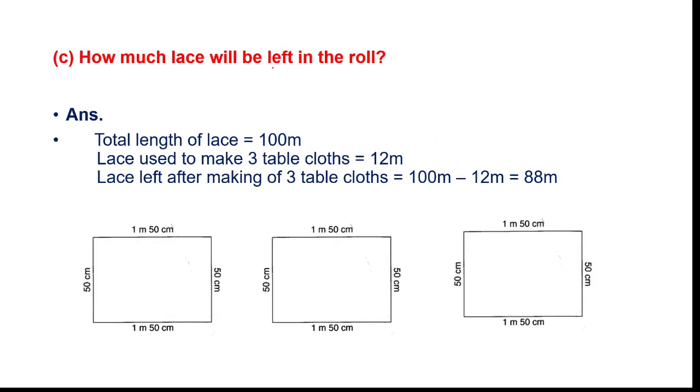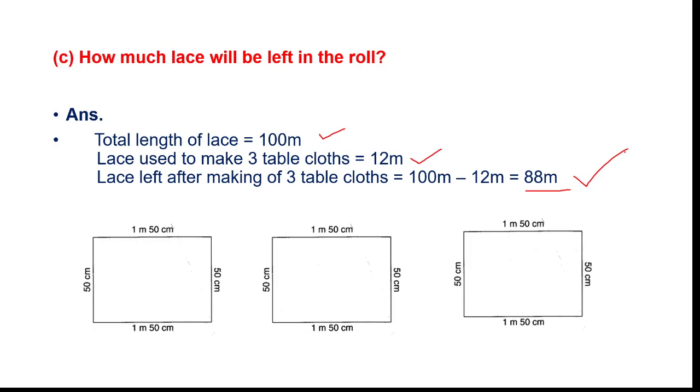Moving to the next page. Now how much lace will be left in the roll? You all know the total length of lace equals 100 meter. The lace used to make 3 tablecloths equals 12 meters. So to find how much lace will be left in the roll, we will subtract 12 meter from 100 meter, and our answer will be 88 meter.